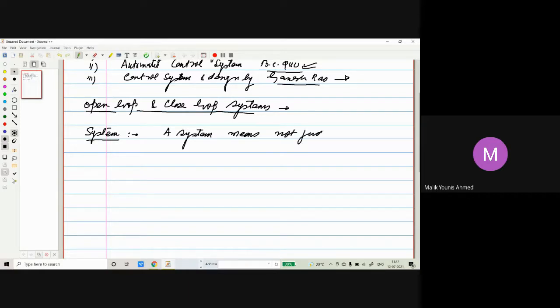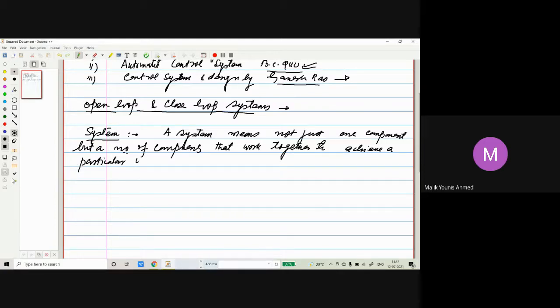not just one component, but a number of components that work together to achieve a particular objective. So there will definitely be an aim, objective, or goal that we have to achieve.